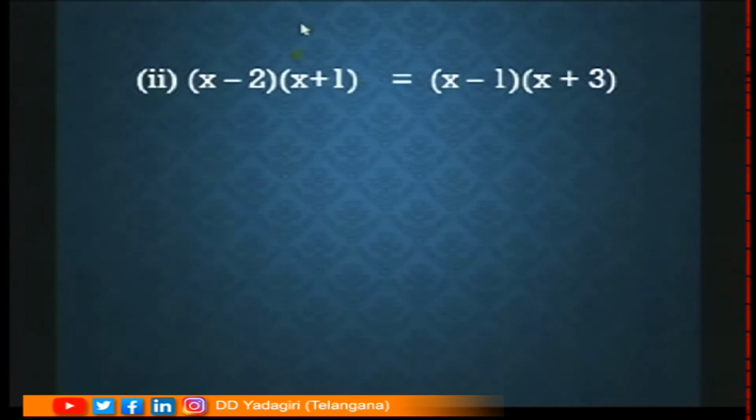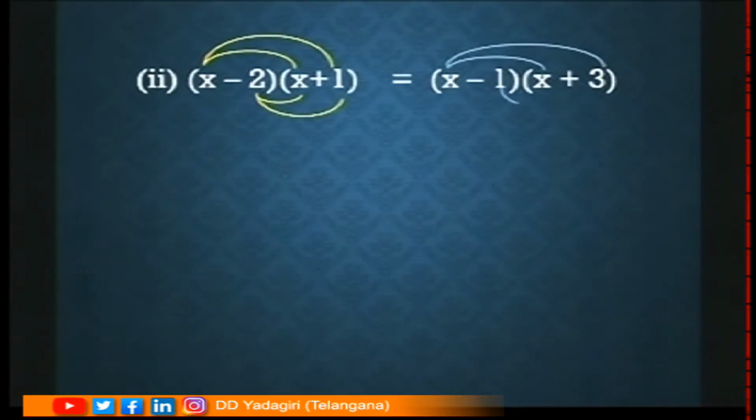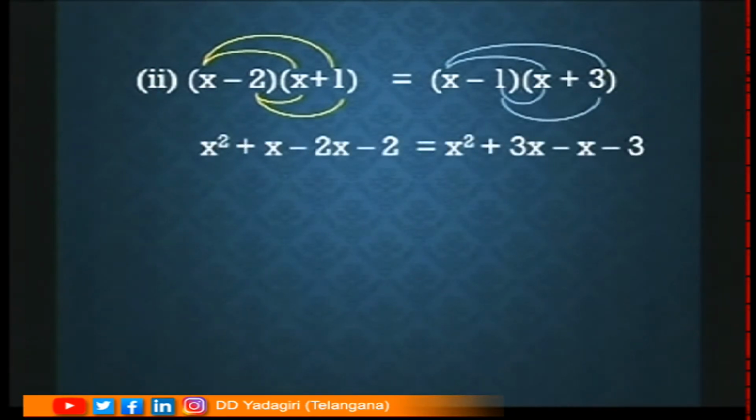We have (x − 2) multiplied by (x + 1), which is equal to (x − 1) multiplied by (x + 3). Now when we are multiplying x with x, x with 1, −2 with x and −2 with 1, similarly x with x and x with 3 and −1 with x and −1 with 3, we get x² + x − 2x − 2 = x² + 3x − x − 3.